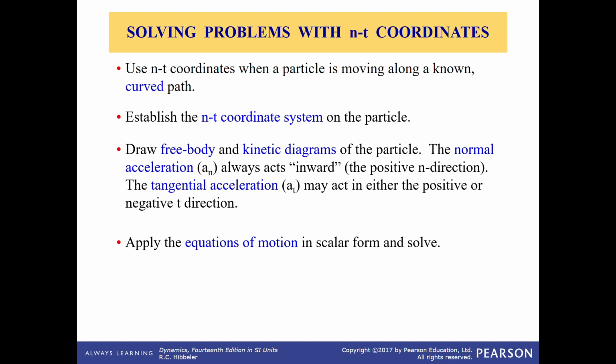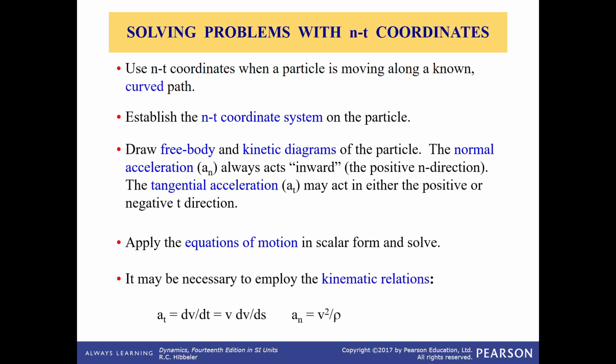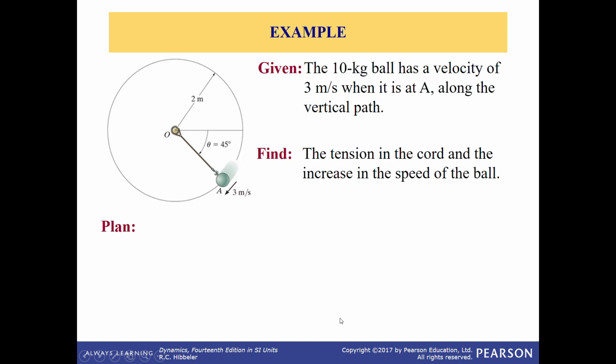Then you need to apply the equation of motion in scalar form and solve. It may be necessary to employ the kinematic relation as well, in this form: at equals dv/dt. Remember, this is the slope of the particle's speed at that instant. Then dv/dt is actually v dv/ds, a derivation that we did in chapter 12. And an is always v squared, where v is the instantaneous velocity at the point, divided by rho, the radius of curvature.